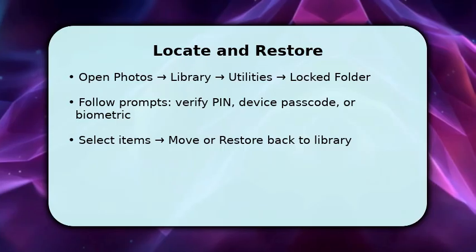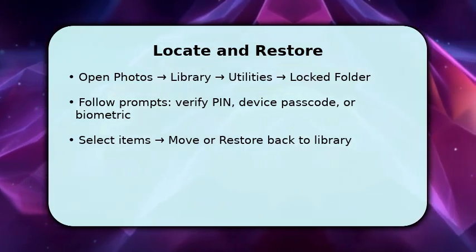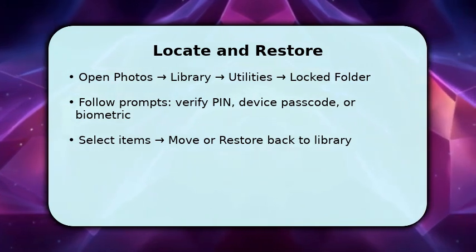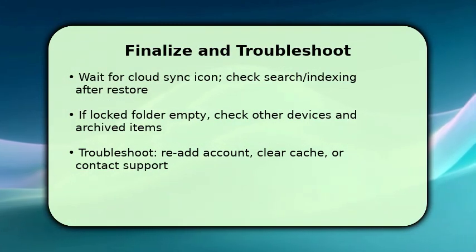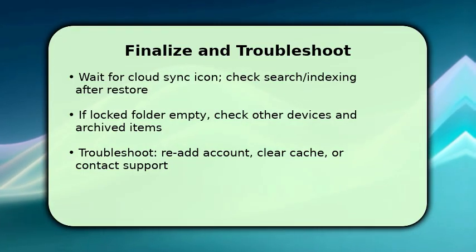After access, select the photos and videos you want to recover. Then choose Move or Restore so they return to your library. Make sure you wait for the sync indicator. This ensures items are re-indexed. To finish, monitor the Cloud Sync icon and search or recent sections to confirm restored content is indexed. This prevents accidental duplicates later.